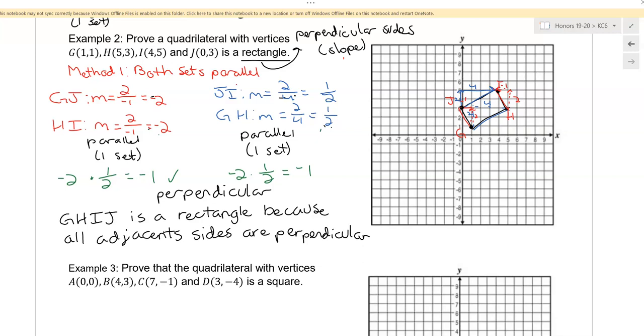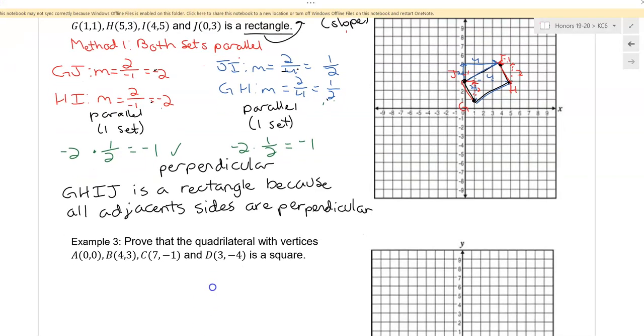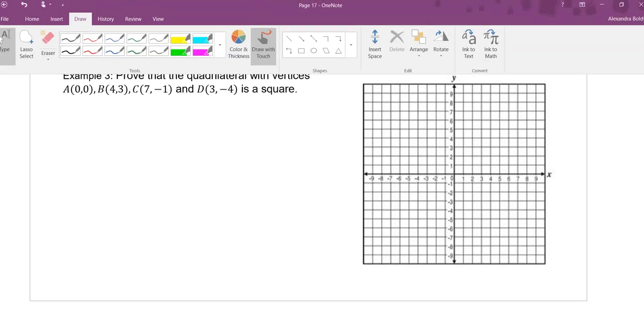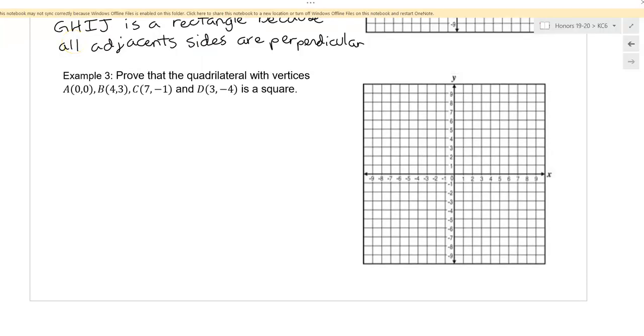All right, last example, example 3. Proving it's a square. That one's the most involved because it's the most special. So we have our point at 0, 0. Sorry. We have our point at 4, 3. 7, negative 1. And 3, negative 4. Alright?